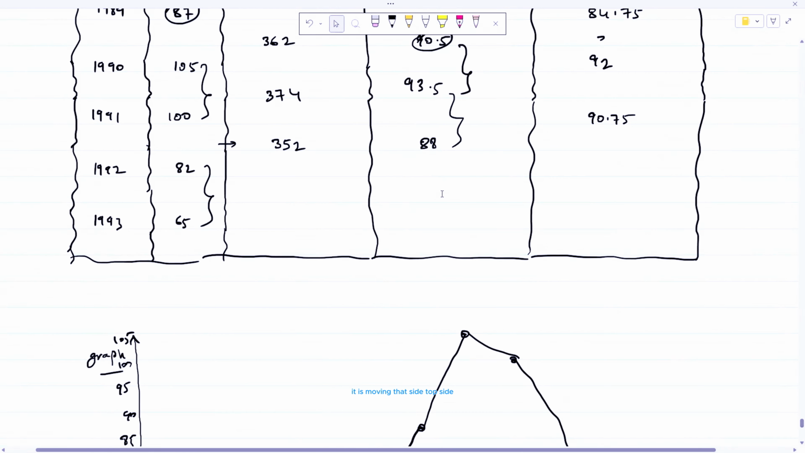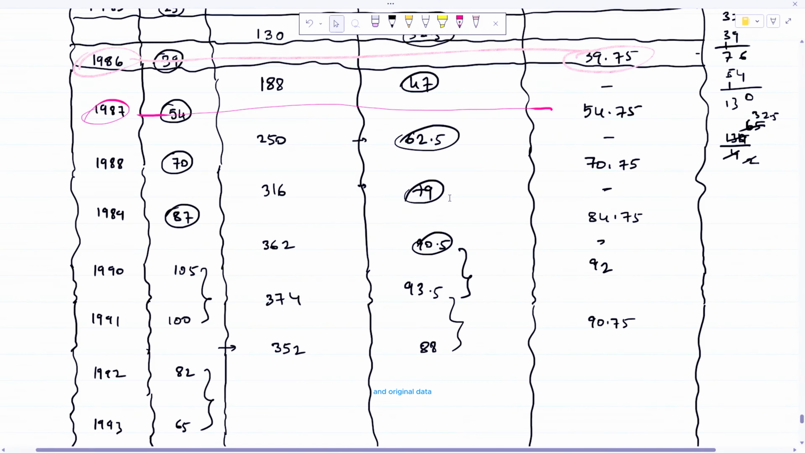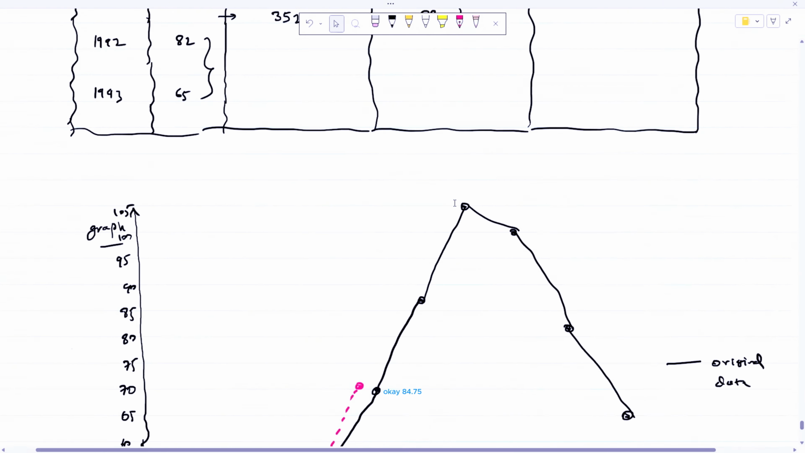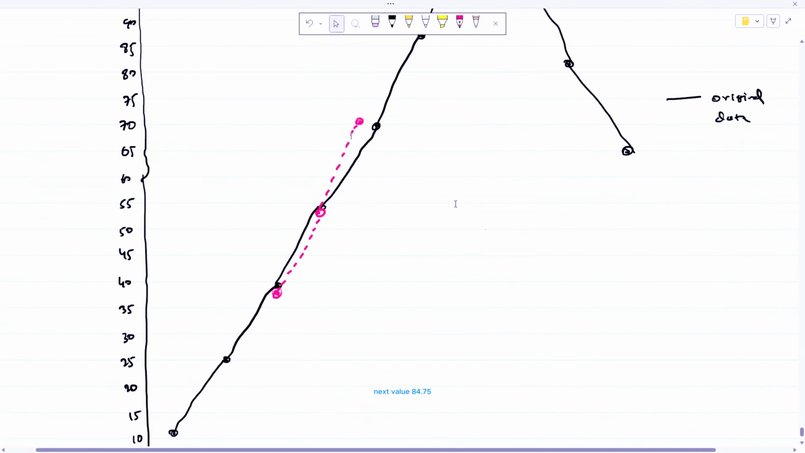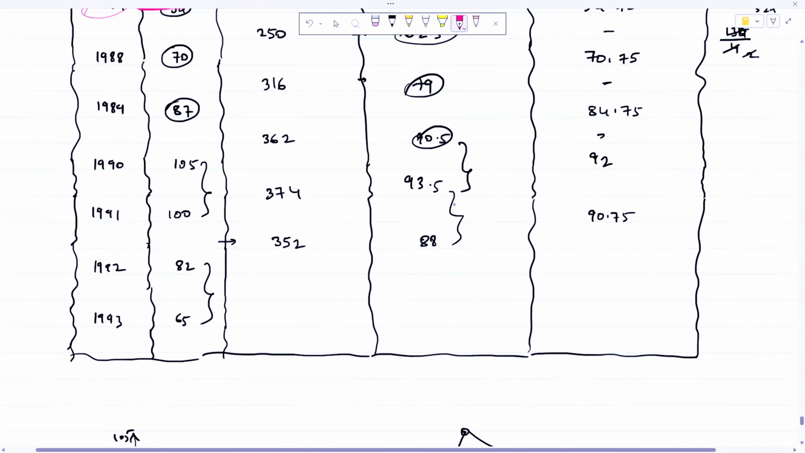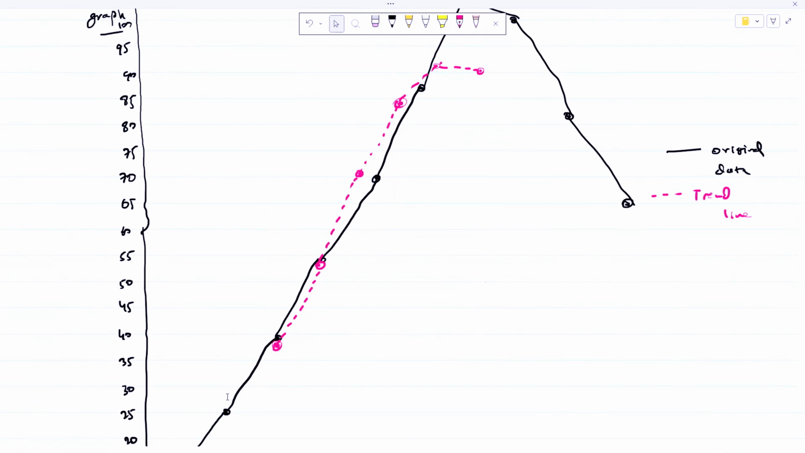Okay. It is moving top side, down side, everywhere. There are no restrictions for this trend line and original data. They will often intersect and lie between each other or whatever. So through values, it matters. Okay. 84.75 next. Next 92. Next 90.75. So write down this is trend line. And of course, you can understand this question clearly. If there is still any doubt in this problem, you can also use the comment section.